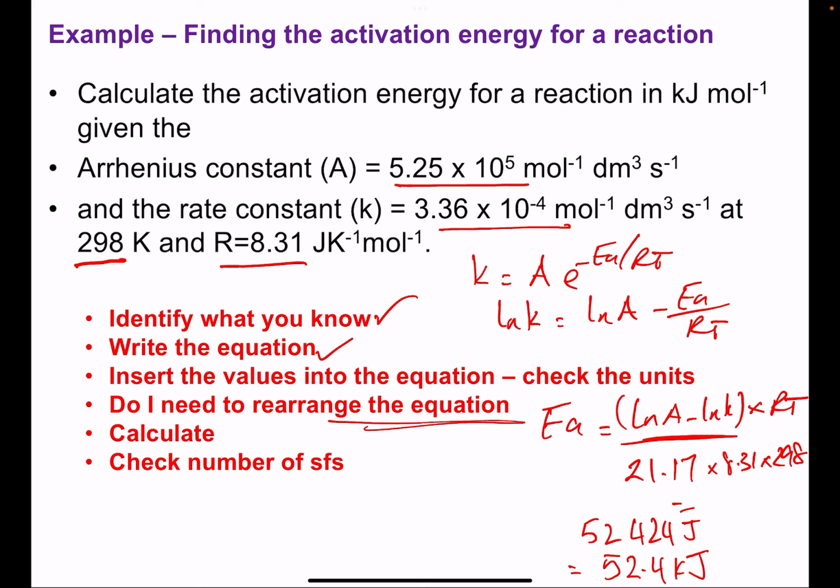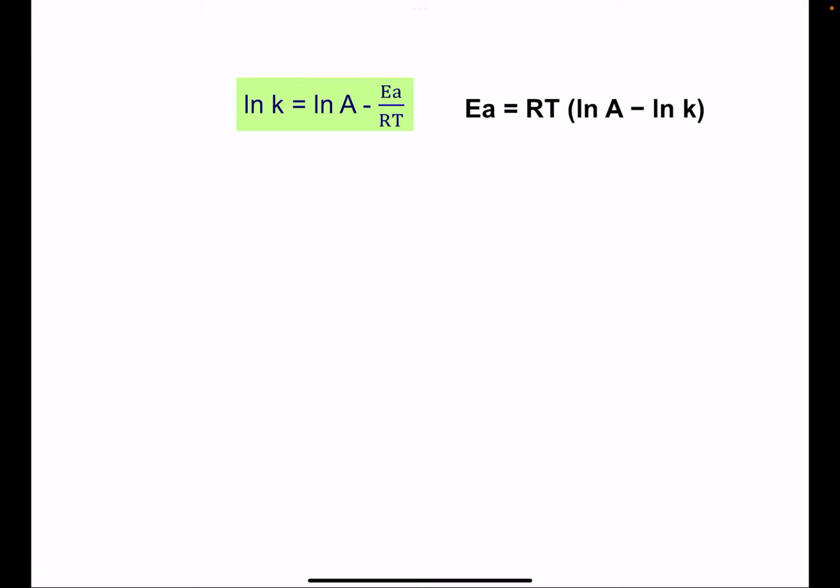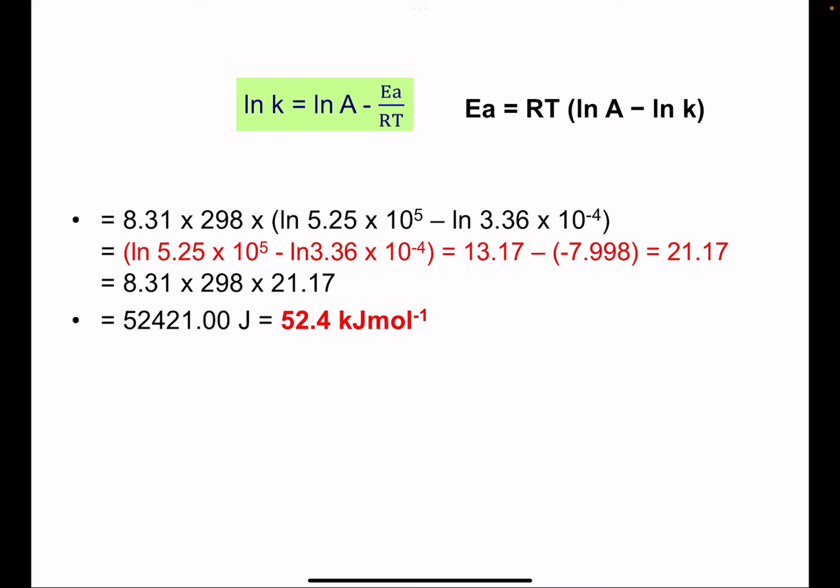Please note, I worked out natural log of A by doing natural log and then 5.25 times 10 to the 5. Then I did minus. Then I opened my brackets and did natural log 3.36 times 10 to the minus 4. Close my brackets, did equals, and I got an answer of 21.17. If you do the calculation in this way, you keep it nice and simple, you don't make mistakes. Okay? And here's the working out for you.